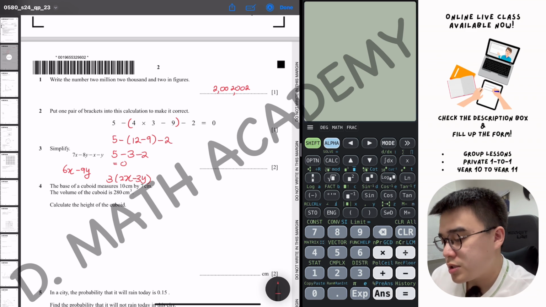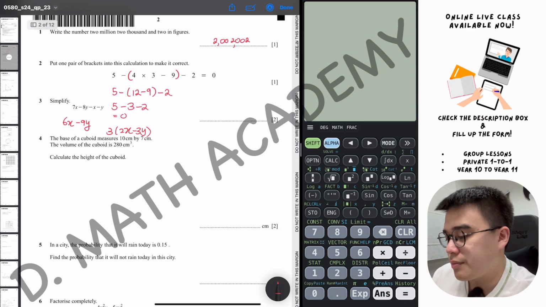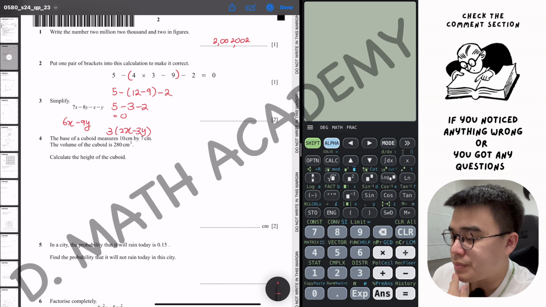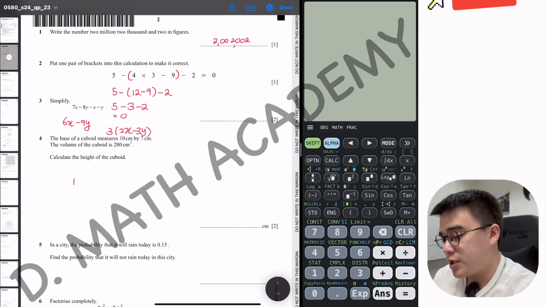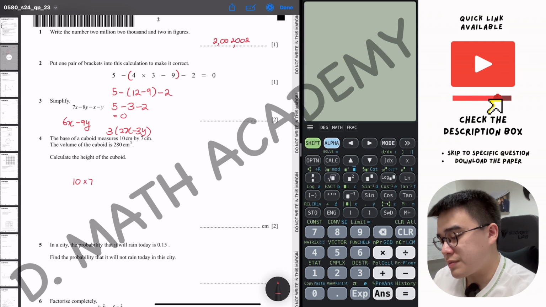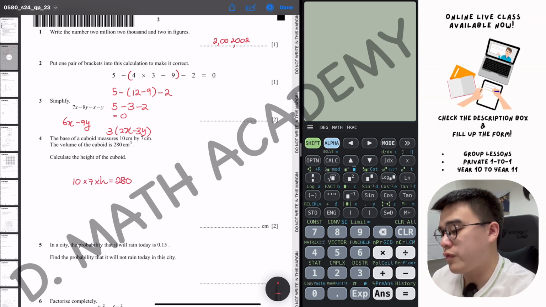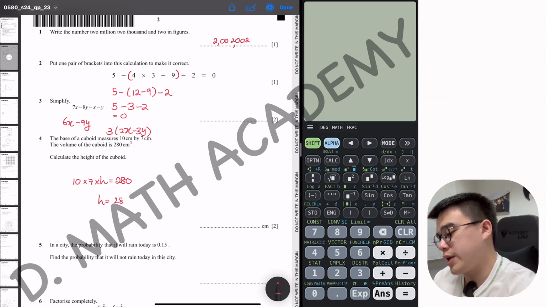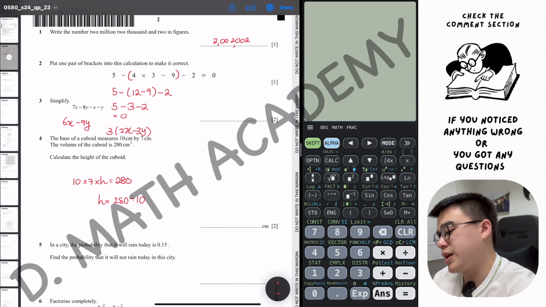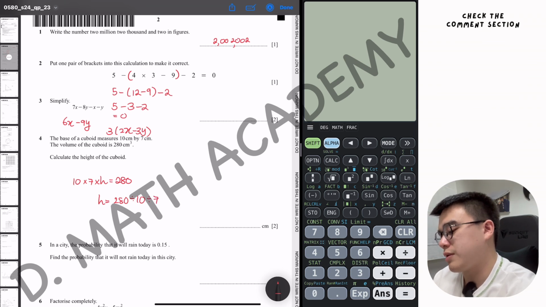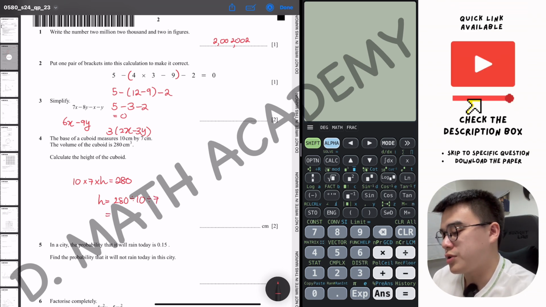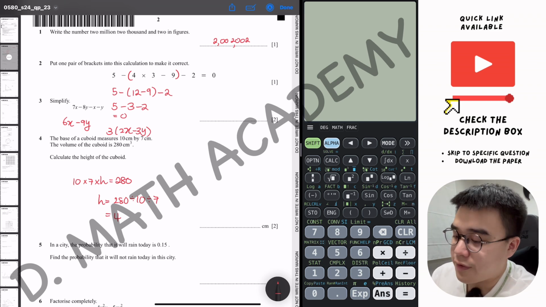So next thing is a cuboid measuring 10 by 7 with a volume. Because it's a volume, which means 10 times 7 times h, which is the height here, it should be equivalent to 280. So just take 280 divided by 10, which is 28, and then divided by 7. You should get 4 as your final answer.